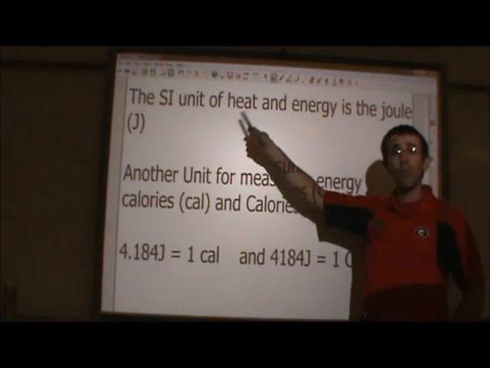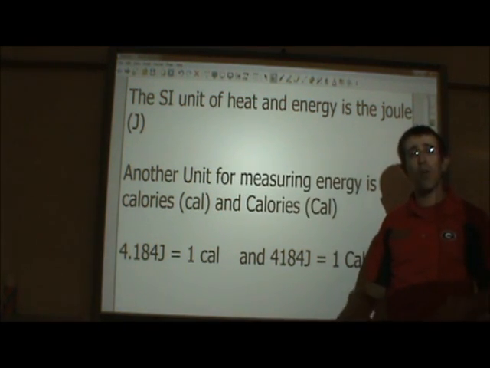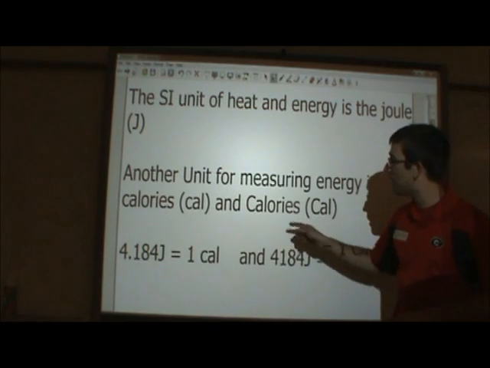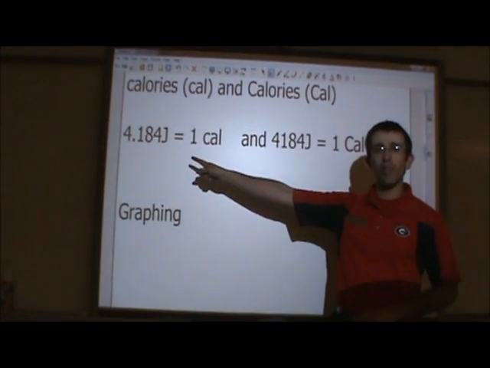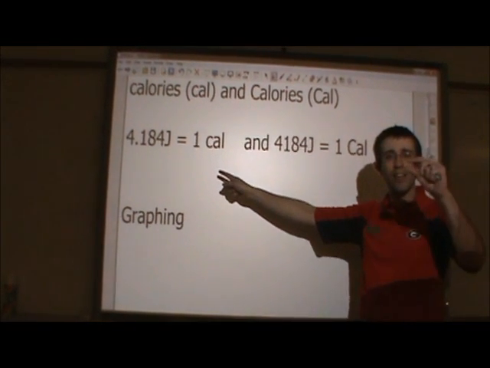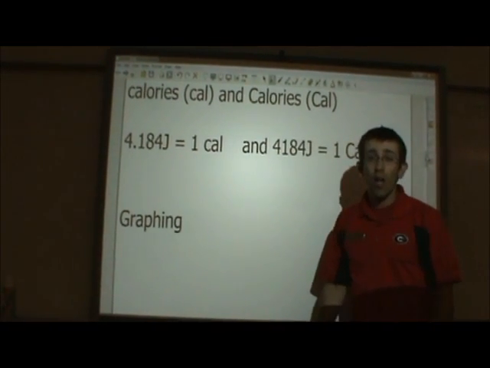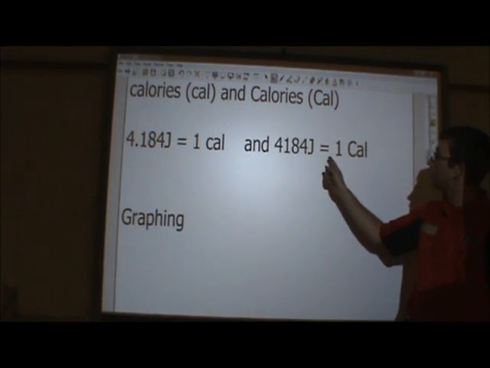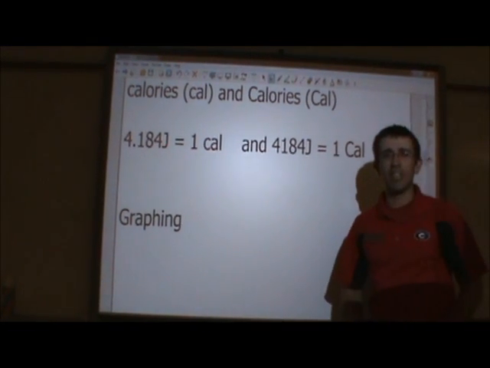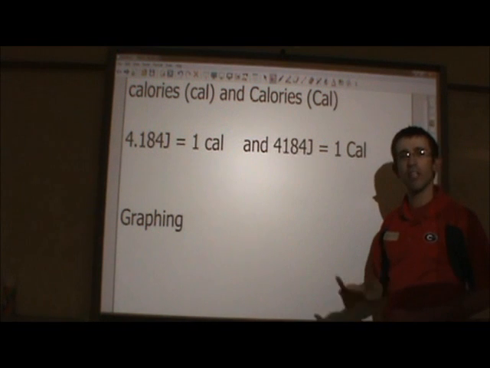So joules is what we'll mostly mess with. And how do you go from joules to little c and big C calories? Well, 4.184 joules is equal to 1 little c calorie. And 4,184 joules is equal to 1 big C calorie. All right? So there is your conversion.